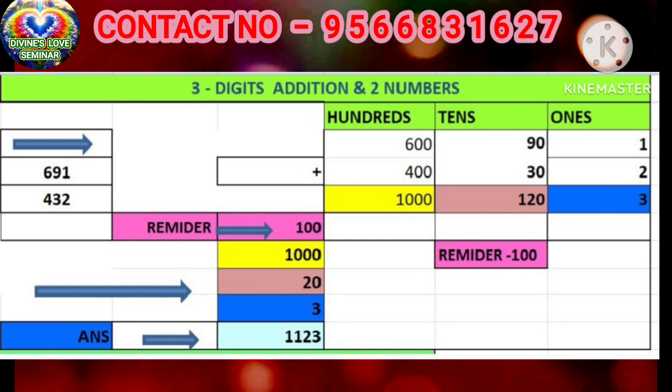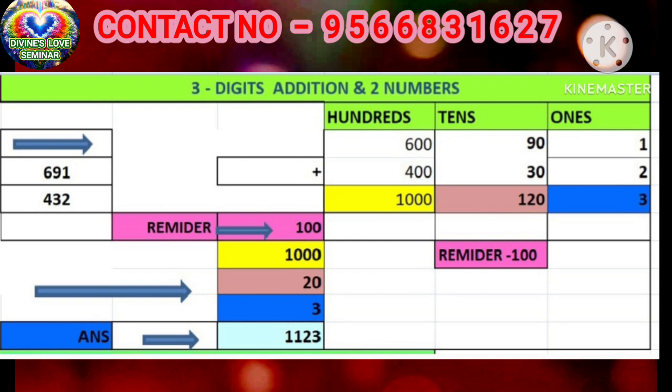Now we will start. 691 plus 432. See the image. Hundreds place, what is that? 600 plus 400. 1000 is the answer of the hundreds place. Tens place, 90 plus 30 is 120. 120 means it is 100 and above 100. So what we have to do, that 100 we should add to the hundreds place number. Keep that in your mind.